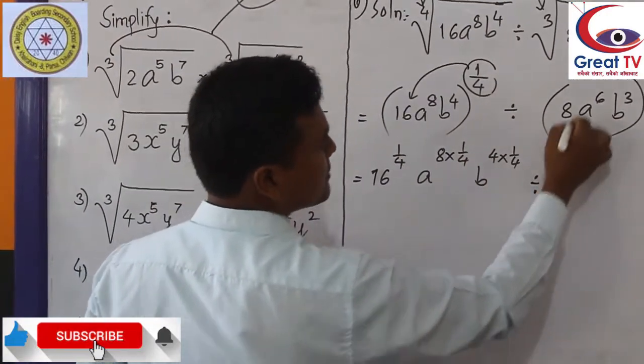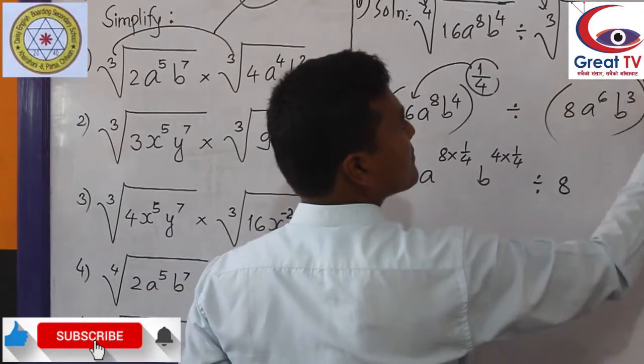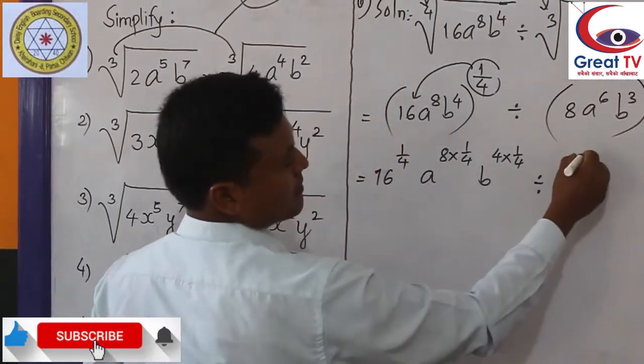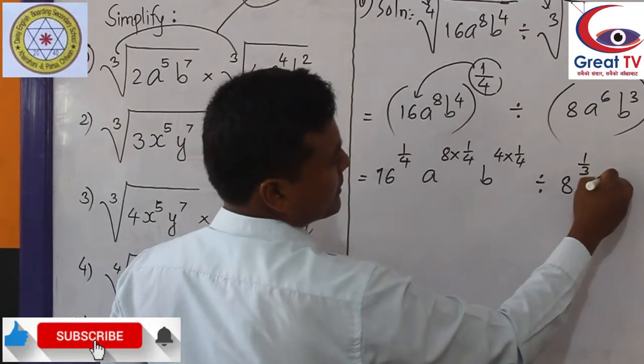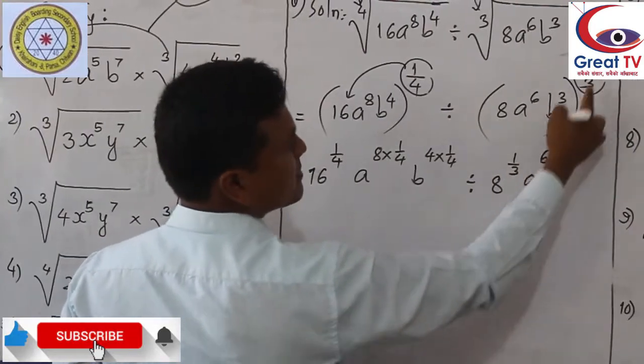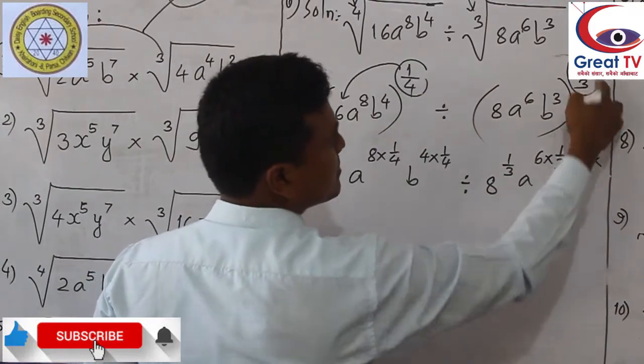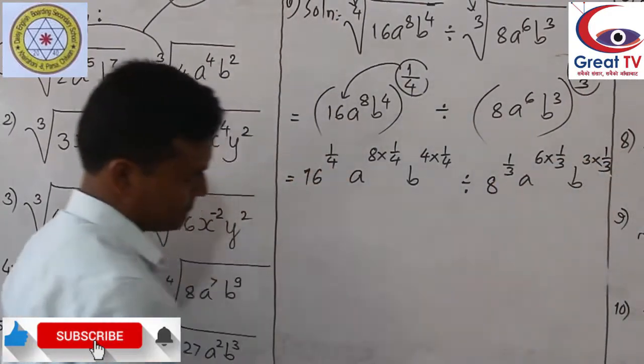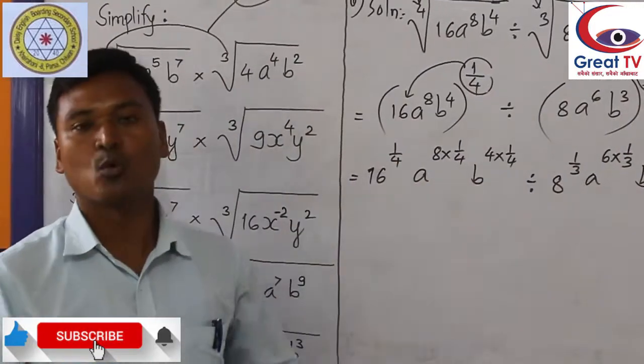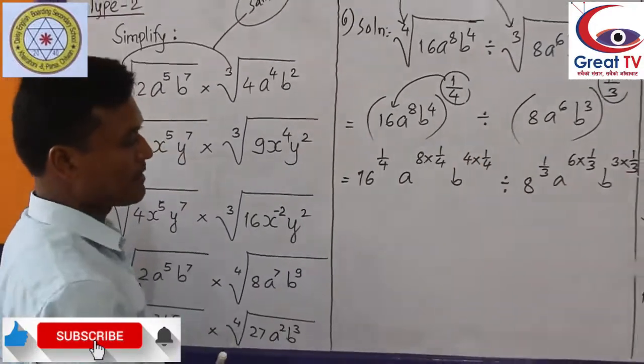8, 8 has the power 1 by 3. A to the power 6 times 1 upon 3, b to the power 3 times 1 upon 3. We are simplifying this step. We used the power of index.